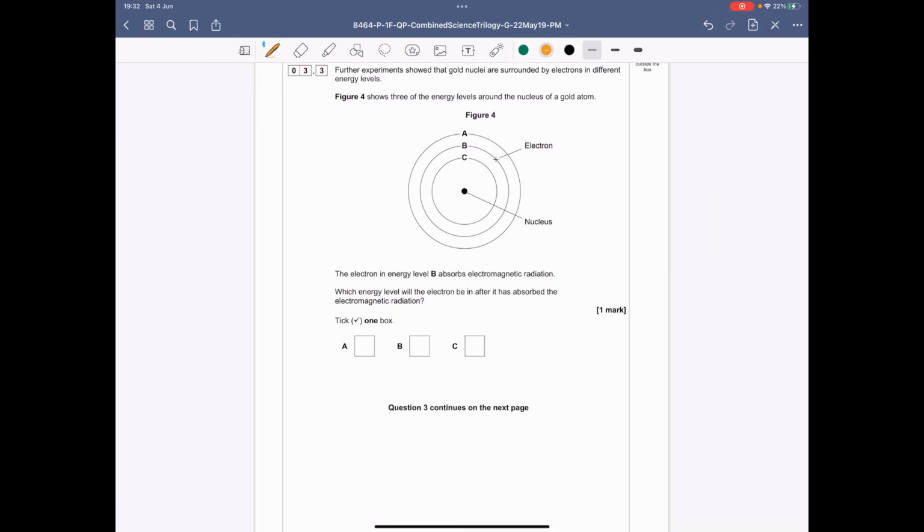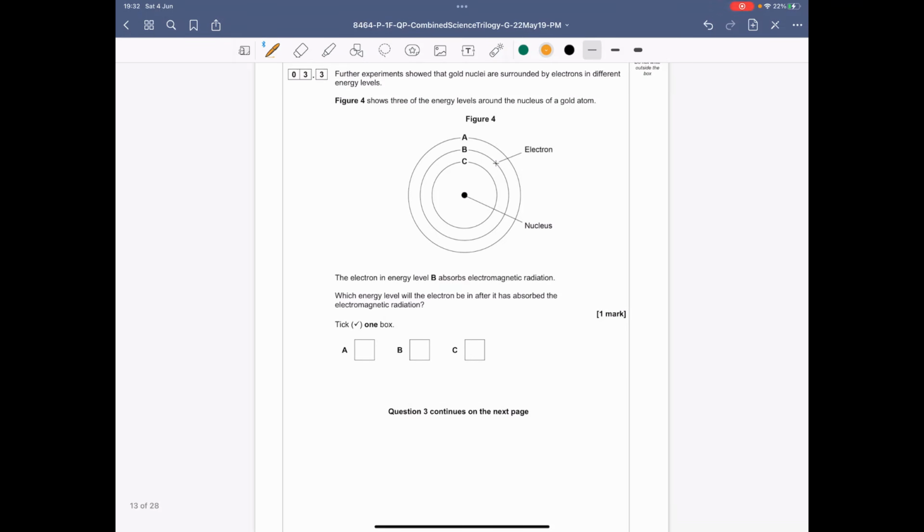Further experiments showed that the gold nuclei are surrounded by electrons in different energy levels. So they then found the nucleus, and we know this, the electrons are in shells. Figure 4 shows 3 of the energy levels around the nucleus of an atom. So you've got A, B and C. The electron in energy level B absorbs electromagnetic radiation. Which energy level will the electron be in after it has absorbed the electromagnetic radiation?